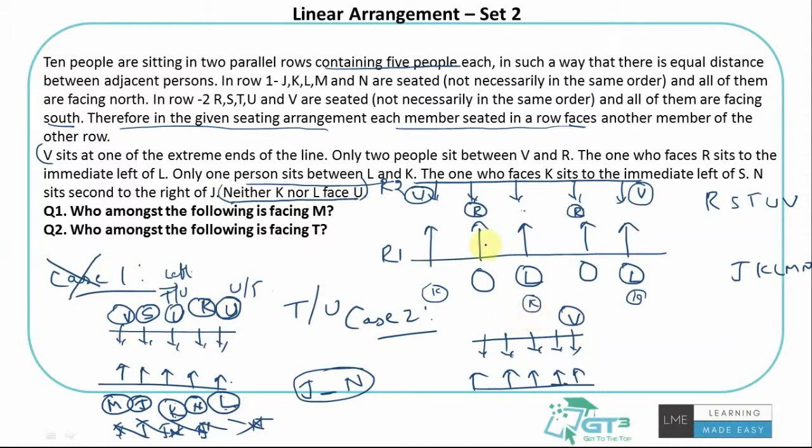If V is sitting here, R is technically sitting in such a way that there are 2 people between V and R. So R is sitting here, right? And it also says the one person who faces R sits to the immediate left of L. So L should be here. And one person sits between L and K. So K can be seated here. Both of the things are possible, right? So the one who faces K sits to the immediate left of S. So if K is seated here, that means the one facing K is this person and he is sitting to the immediate left of S, which is not a possibility, right?